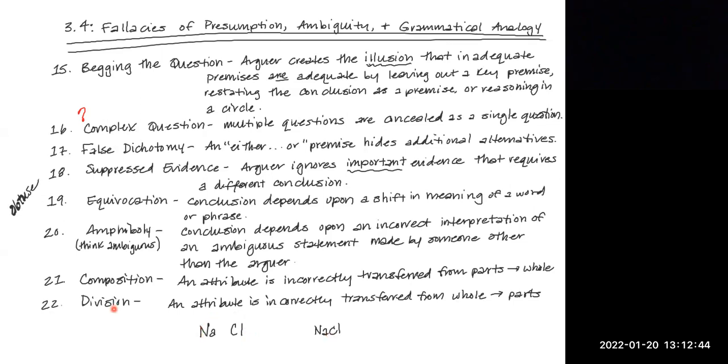But division is the opposite. So be careful not to get them confused. This is where an attribute is incorrectly transferred from the whole to the parts. So if I said in the opposite way that NaCl, sodium chloride, or table salt, is not a poisonous substance, therefore sodium and chlorine are not poisonous substances, I would be taking an attribute of the whole and incorrectly applying it to the parts. Okay? So composition, parts to whole incorrectly, and division, whole to parts incorrectly. And those are the fallacies of presumption, ambiguity, and grammatical analogy.